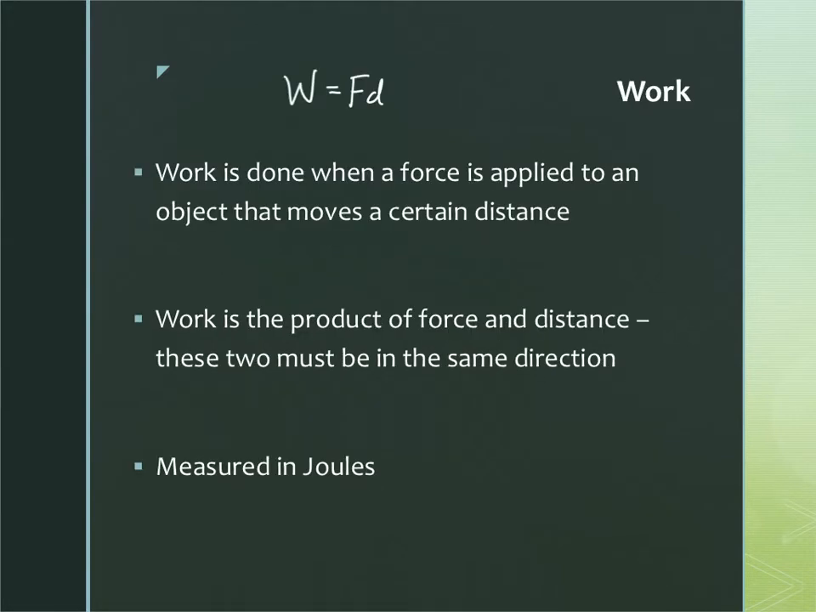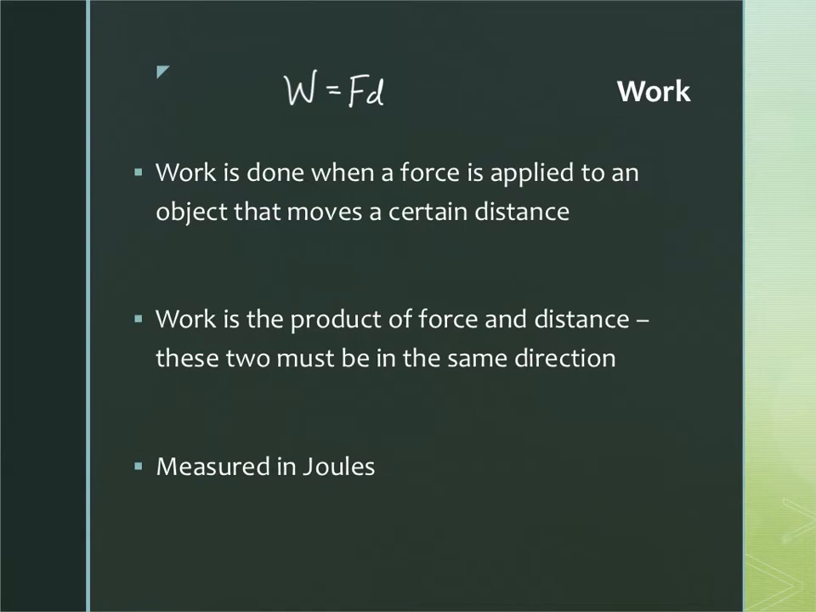And so we start with work, which is work equals force times distance. When you apply a force to an object and it moves a certain distance, then work is done. Work is the product of force and distance, and the main criteria is that these two quantities have to be in the same direction. If the object moves horizontally, the force also has to be horizontal. Same thing applies vertically. If you apply a force vertically, then the object must move vertically as well in order for work to be done.